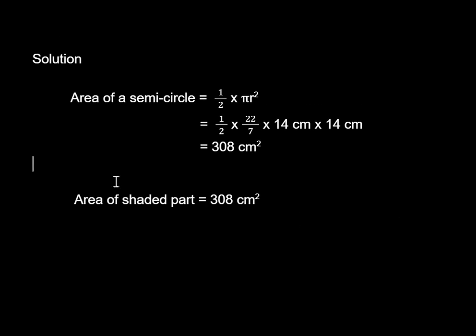Now we look at the solution. The solution is very straightforward. Area of a semicircle is half times pi r squared. Pi is 22/7. The radius is 14. I get 308. So the area of the shaded part is 308 centimeters square.